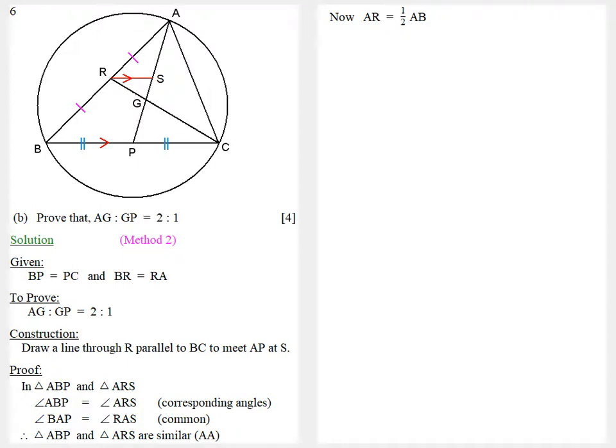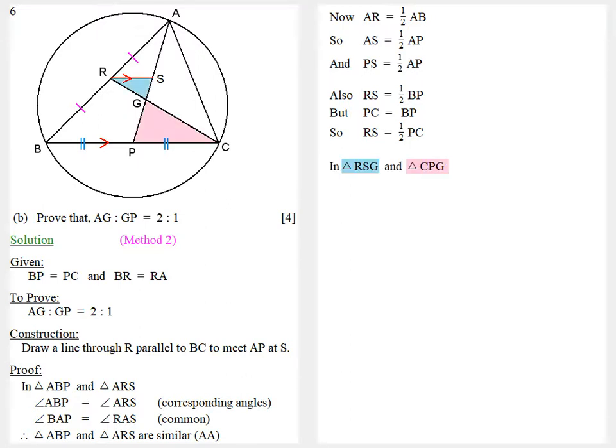Now, R is the midpoint of AB, so AR is a half of AB. And from the similar triangles, we can see that therefore AS is equal to a half of AP, and so PS is also equal to a half of AP. Now, RS is equal to a half of BP, because they're sides of similar triangles, and because P is the midpoint of BC, we have PC is equal to BP. So, RS is equal to a half of PC.